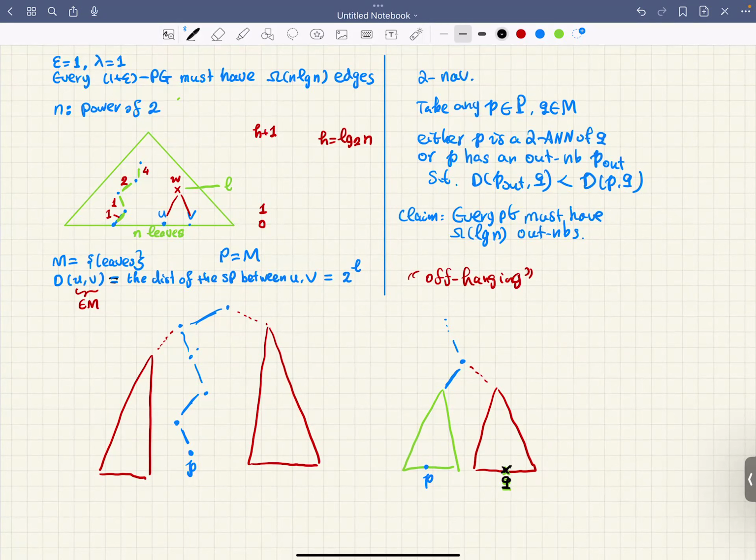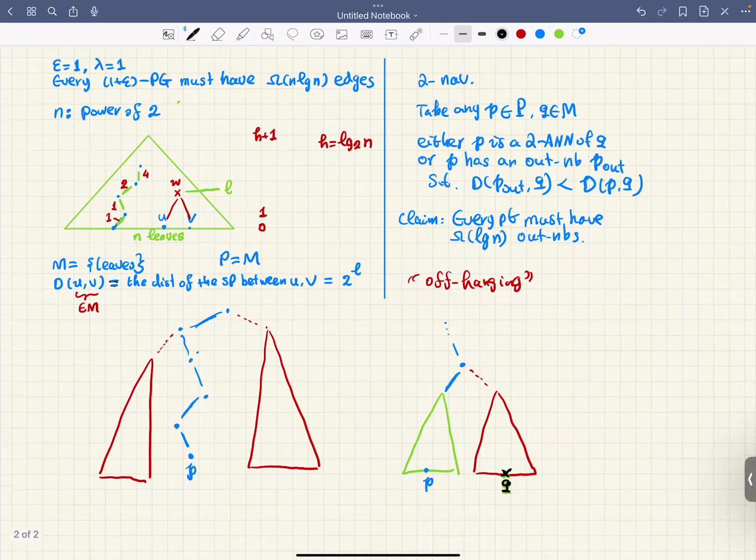So first of all, what is P star, by the way? Now, remember, P is just M. So Q is just a leaf, and Q itself is in the data set. You see what I'm saying? So P star is just Q. Okay, so P star is Q.